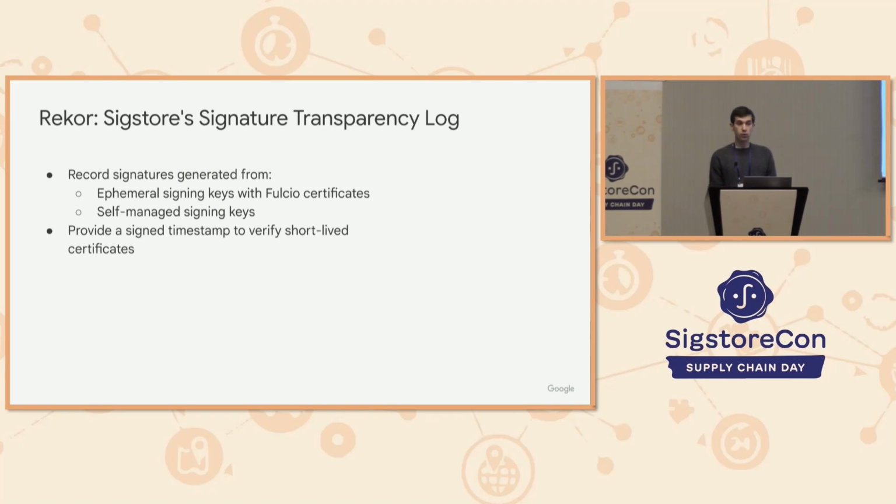Roughly summarizing Rekor, what goes into Rekor are signatures or signed events. And this signature might be generated with an ephemeral signing key, which is associated with an identity in a Fulcio certificate, or a self-managed signing key. And as we've heard in some of the talks already, Rekor also can provide timestamps, which will be able to verify these short-lived Fulcio certificates.